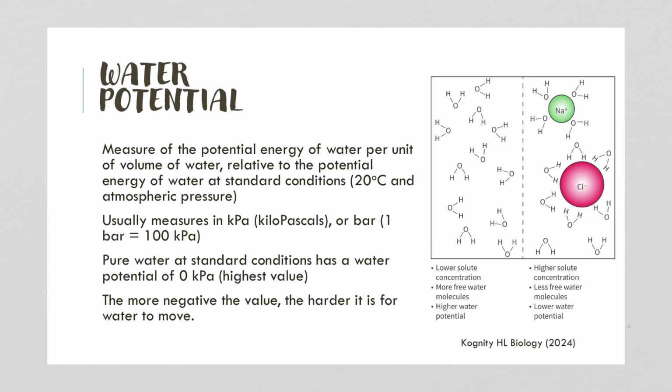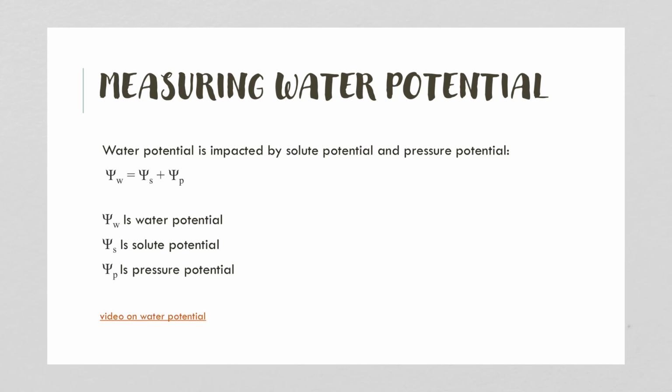So if we look at this example here, we have lower solute concentrations, which means that there's more free water molecules and a higher water potential. If you have a higher solute concentration, there's fewer free water molecules available, so that means there's a lower water potential. So water potential is impacted by both the solute potential and the pressure potential. The water potential is equal to the solute potential added to the pressure potential. And this is the symbol for water potential and solute and so on.